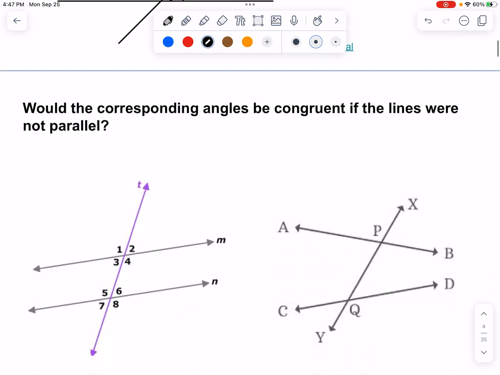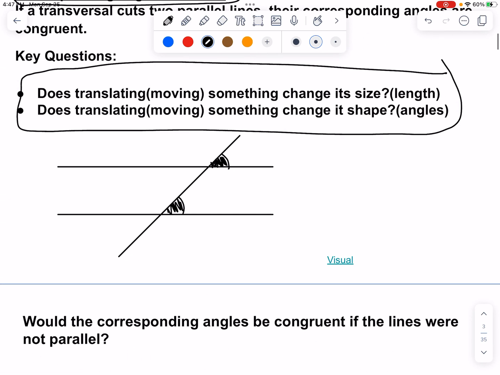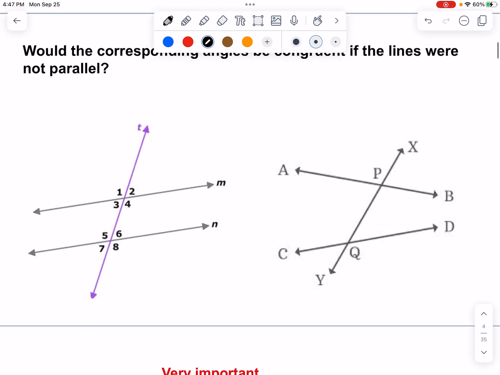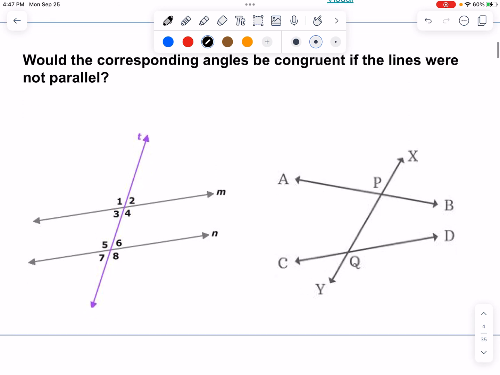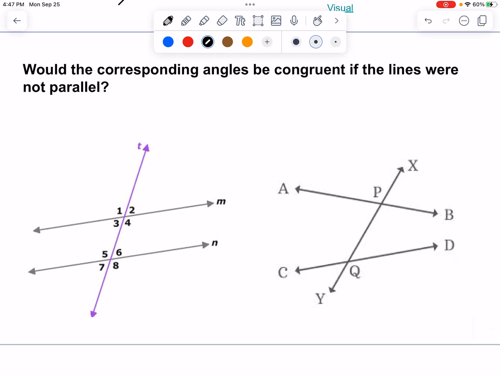Okay, so now let's prove... before we get to that, it's very important to understand that this only works if the lines are parallel. Corresponding angles are not congruent if the lines are not parallel. Let me give you an easy example.